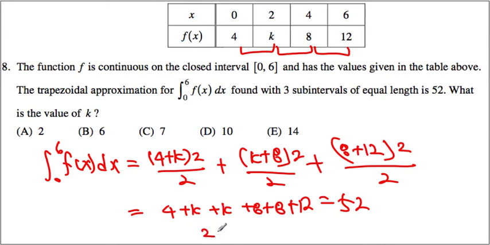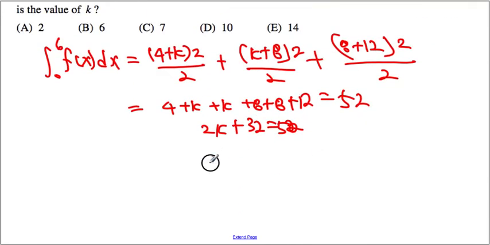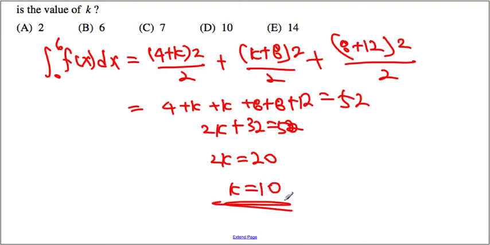How do we get that? We have 2k plus 32 is equal to 52. Then what do you realize about k? 2k must be equal to 20, and k must be equal to 10. That becomes our answer, which is choice D.